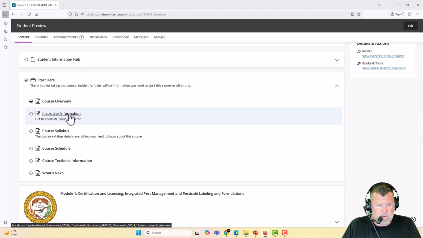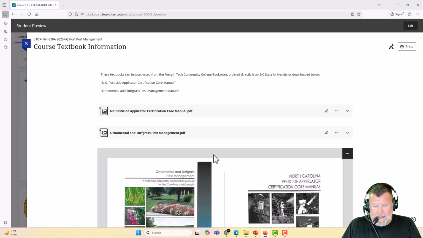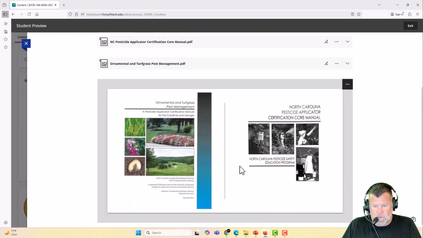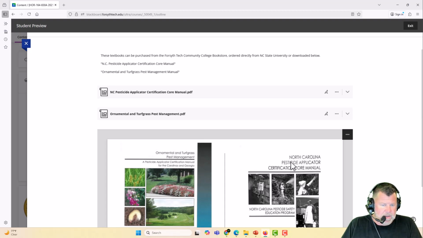Get to know your instructor, course syllabus, course schedule, course textbook information. I have pictures here of both the textbooks. They are in the Forsyth Tech bookstore, just diagonally across from the horticulture area. Also have them loaded up in a PDF in case they run out. It's there for your purposes. I do not recommend downloading this and trying to print it or even trying to read it. This is just a backup.